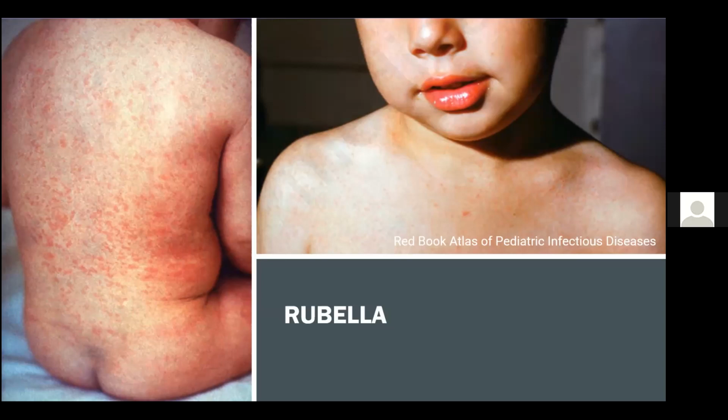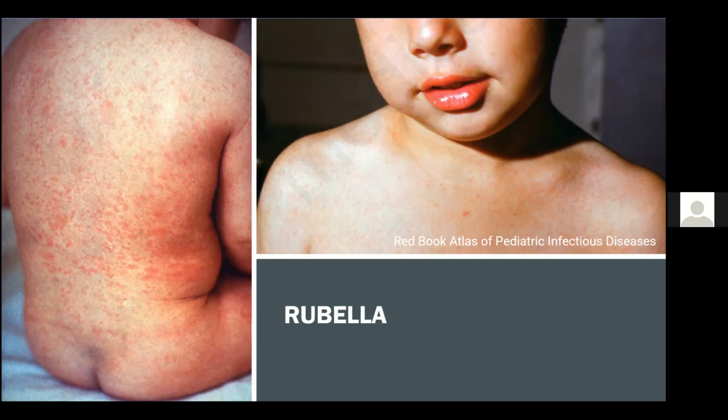The lymphadenopathy is characteristically posterior auricular and suboccipital, and the exanthem consists of pinpoint pink macular papules, and the rash first starts on the face, similar to measles, and then spreads to the trunk and can become generalized within 24 hours. The rash is usually evident for about 3 days, and can last for only 1 to 2 days, or occasionally as long as 8 days.